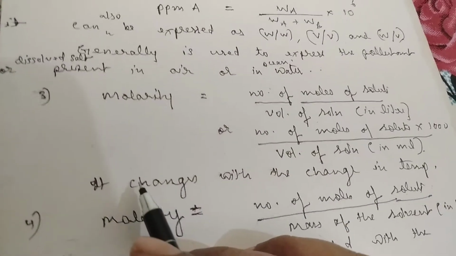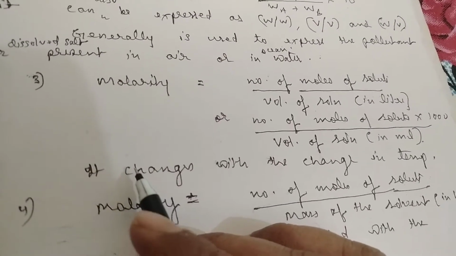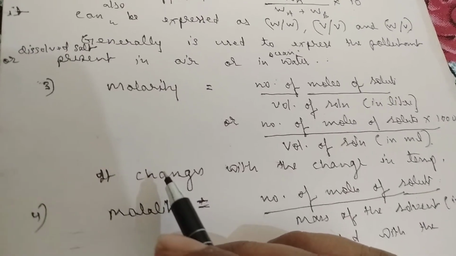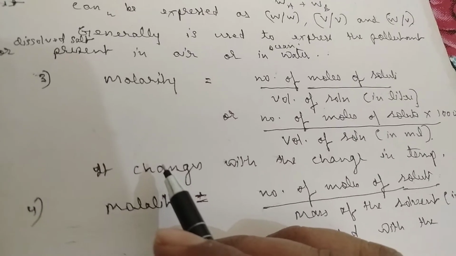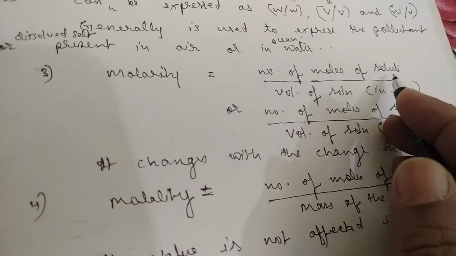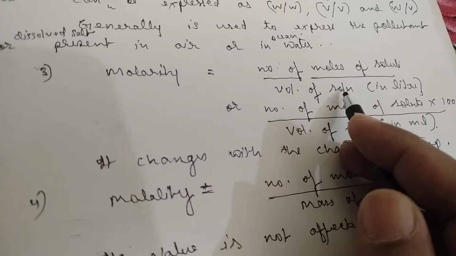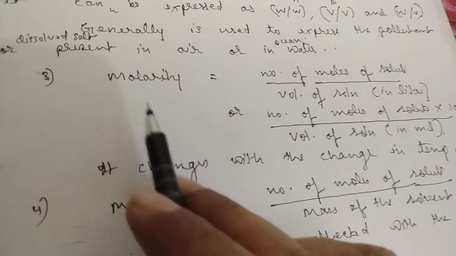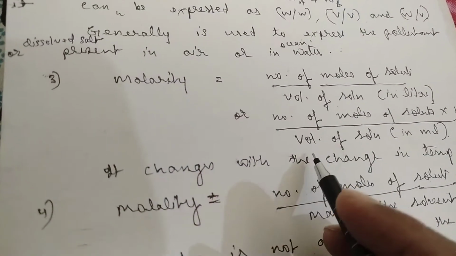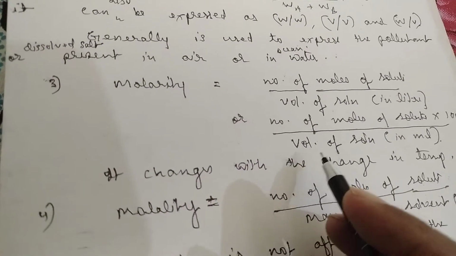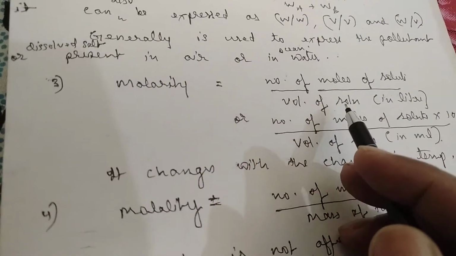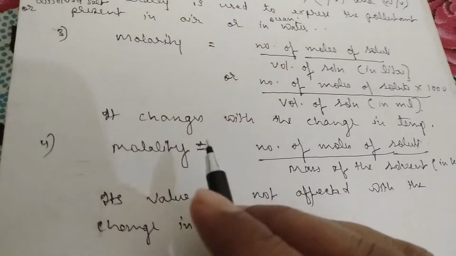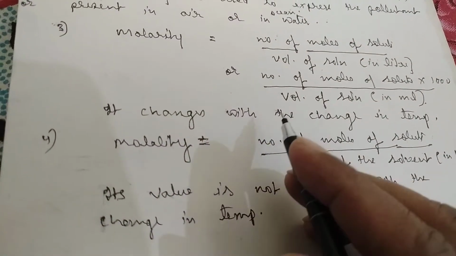Its disadvantage is that the molarity changes with the change in temperature. It is because it is the number of moles of solute divided by volume of solution, and the volume is affected by the change in temperature, and therefore the molarity too will be affected. Its unit is number of moles per liter, that is moles per liter.